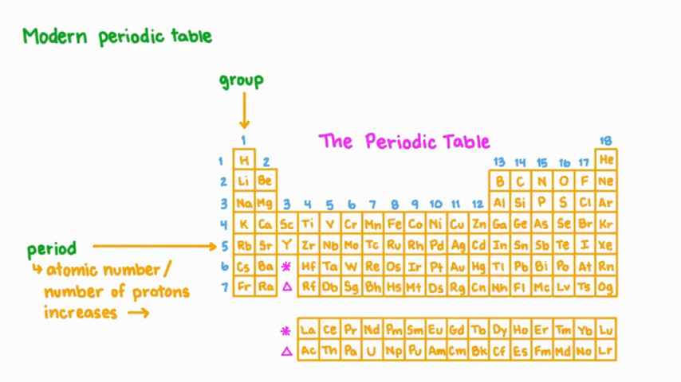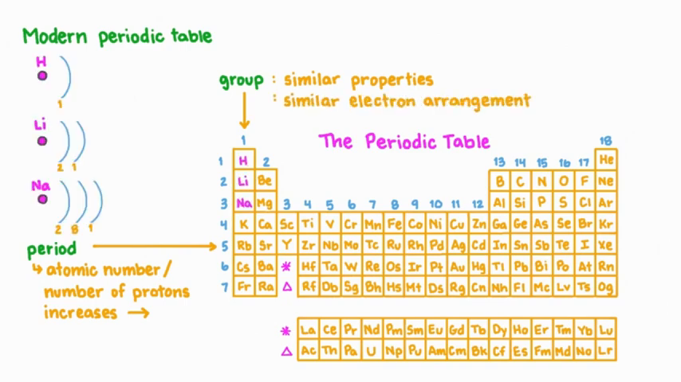The elements are also organized according to how the electrons fill various energy levels and sublevels. Elements found in the same group have similar properties. This is because the electrons in atoms of elements in the same group have a similar electron arrangement. In addition, atoms of elements found in the same period have the same number of electron shells or energy levels.